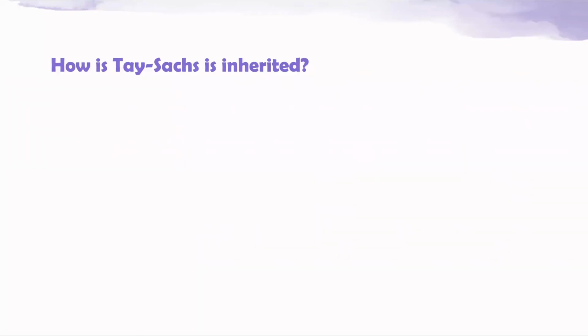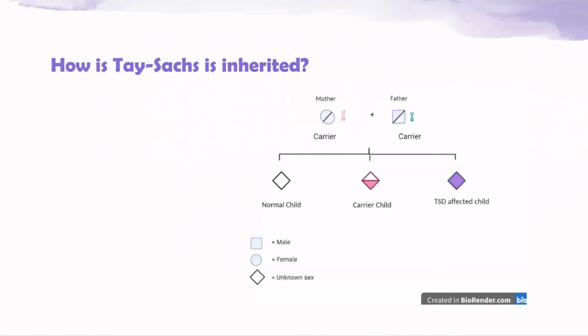We talked about Tay Sachs disease being caused by a recessive allele of the gene. So let's see what this means for the transmittance of the disease. Here is a pedigree chart where both the mother and the father are carriers of Tay Sachs. In this case, there can be three possible outcomes for the child.